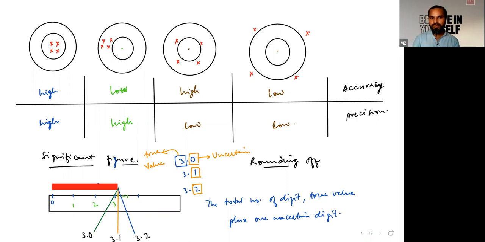Now we have certain rules regarding calculation of the number of significant figures depending upon the experimental data. So first of all, write it down. I'm giving you some rules on how to calculate the number of significant figures in any experimental data. Just write it down.